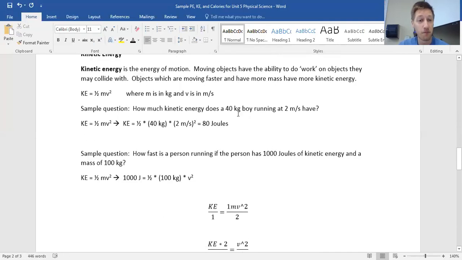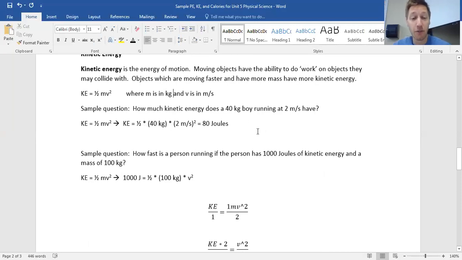So a sample question: how much kinetic energy would a 40 kilogram boy running at 2 meters per second have? Well, kinetic energy equals half of the mass, half of 40 is 20, times the velocity squared. 2 squared is 4. 20 times 4 is 80 joules.